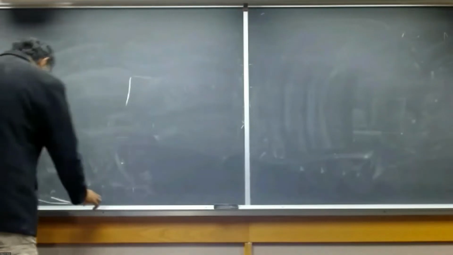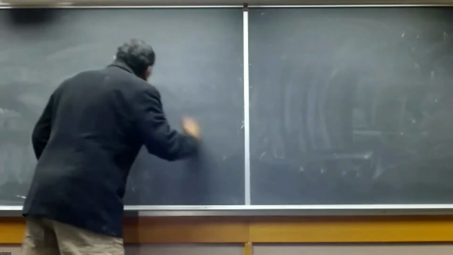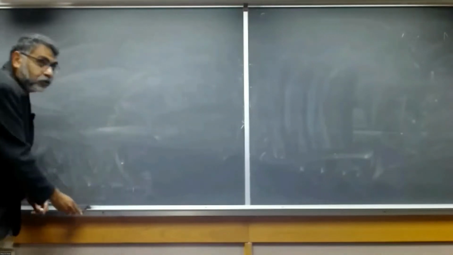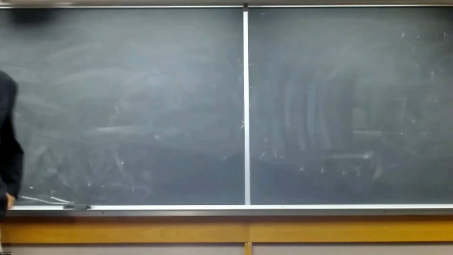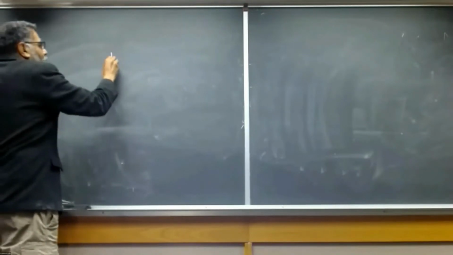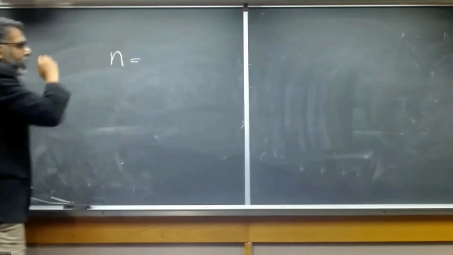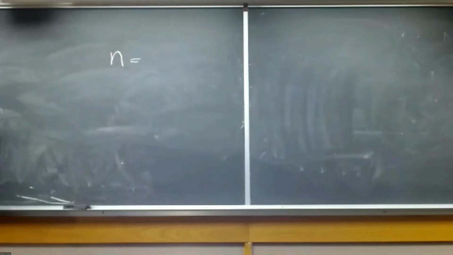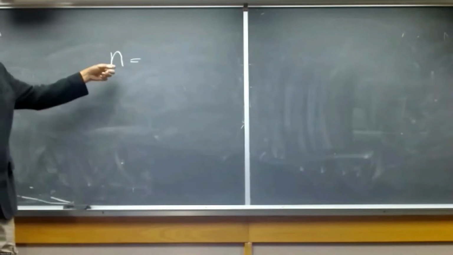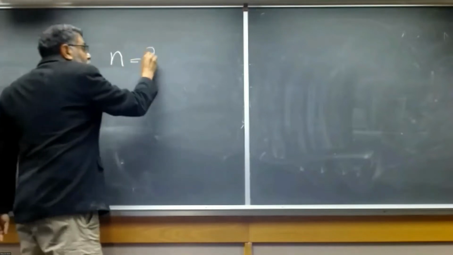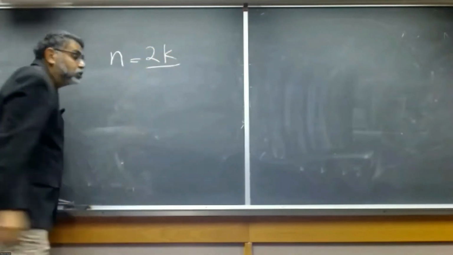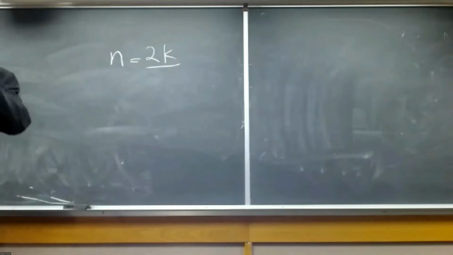So let's first think about what odd and even integers are. If we assume that n is even, how can we represent an even number? If n is even, we can say that n equals this expression. This is an expression for even numbers.